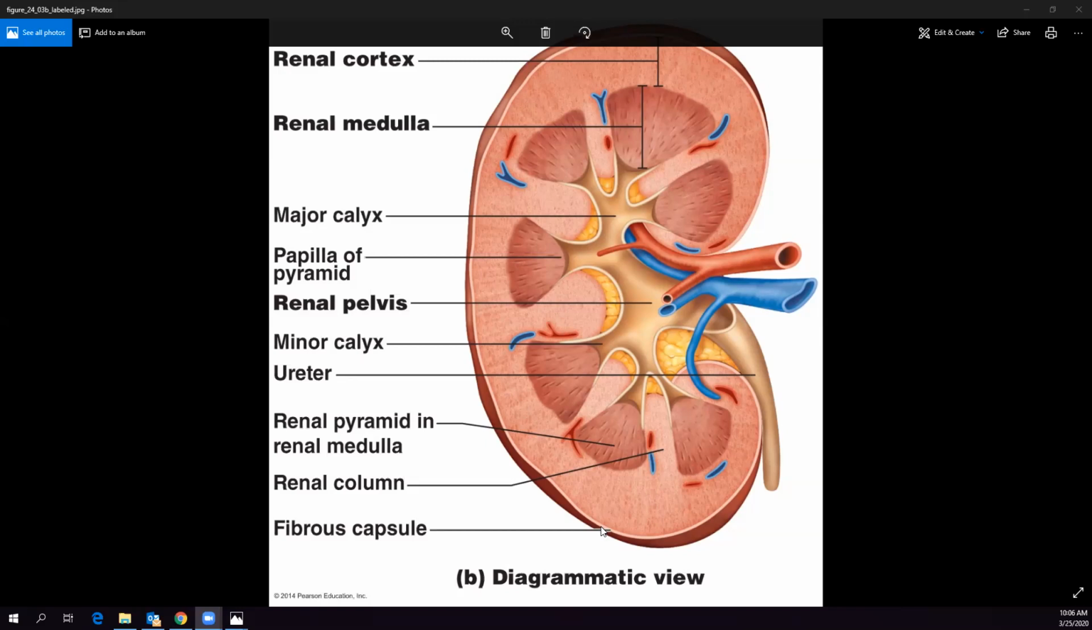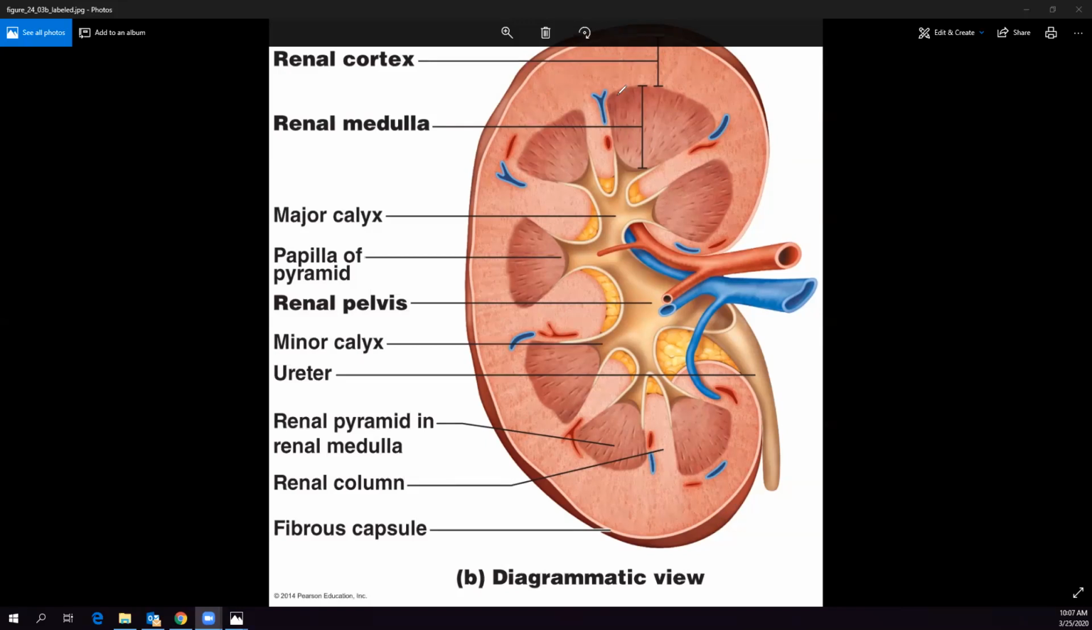All right, so the kidney is divided into two regions. We have a cortex and a medulla, and just like always, the cortex is always on the outside, the medulla is always on the inside. So here is the renal cortex, all around here, and let's see.